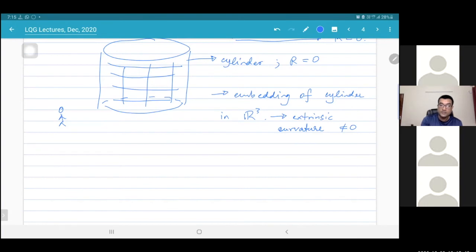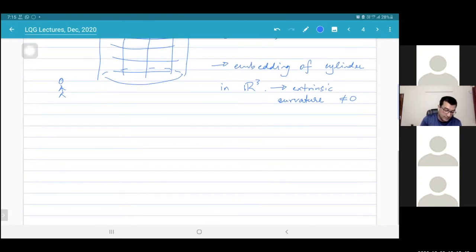And how do we measure this? Well, like I said, it has something to do with the ambient manifold. Ambient manifold is the manifold in which you have embedded your surface. So how do you describe this embedding? Well, at each point of your manifold, you will have some normal vector, right? And this normal vector is pointing this way.